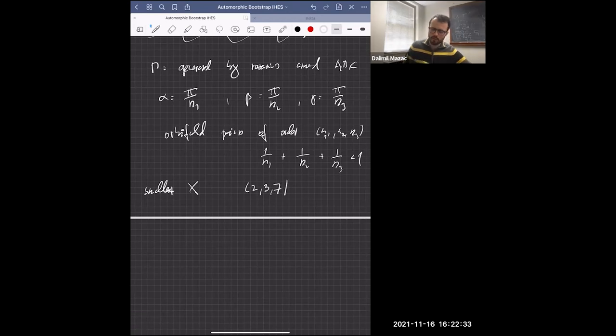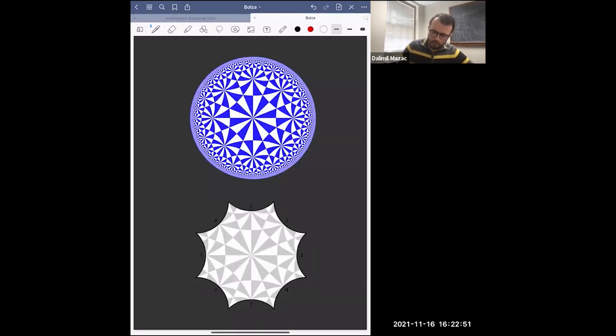That's the smallest one. You're asking what is the set of n1, n2, n3 leading to the smallest area if they're subject to this condition. So that's 2, 3, 7. And the next smallest one is 2, 3, 8. So here's a picture of the 2, 3, 8 case.